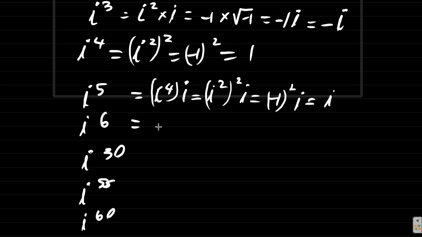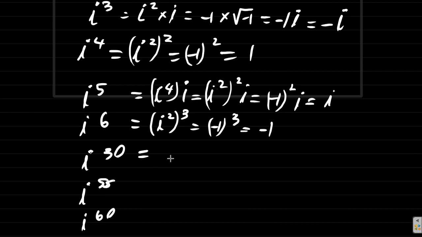Now, what about i to the 6? If you remember your indices, you remember that this is i squared cubed. i squared is -1. So it's -1 to the power of 3. When you raise a negative number to an odd power, it becomes negative. So what you have is -1. So you see that?